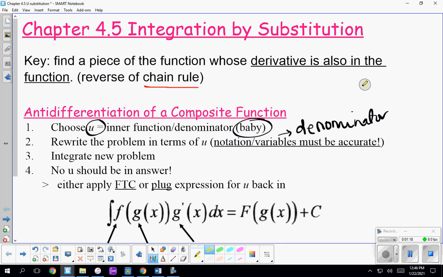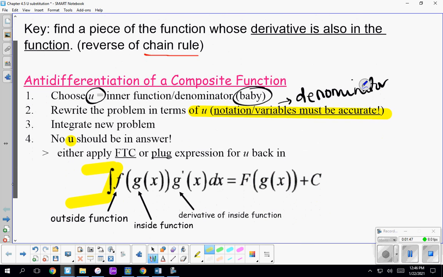And this is probably the most confusing, difficult part, is that your notation has to be accurate, and we'll talk about it when we get there. You're going to integrate your new problem, and we don't want u's in our answer. So if we're using an indefinite integral, which has no numbers, we're going to have a plus c, and this can't be a u. So we may have to plug our u back in. If this is a definite integral, then we will have numbers up top and bottom, and our answer then is a number. So there's no reason to ever go back and plug u in. And again, we'll get there.